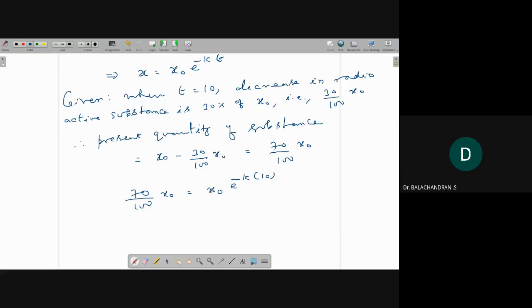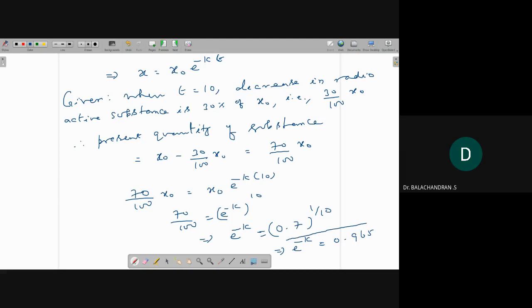So 70 by 100 equal to e power minus k whole power 10. So this implies e power minus k equal to 70 by 100 whole power 1 by 10, or 0.7 whole power 1 by 10. So please check in your calculator, e power minus k value is 0.965. So please check it.